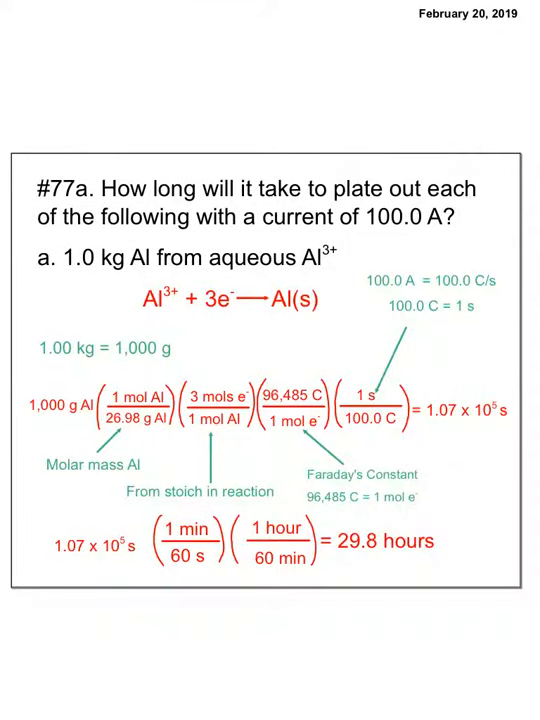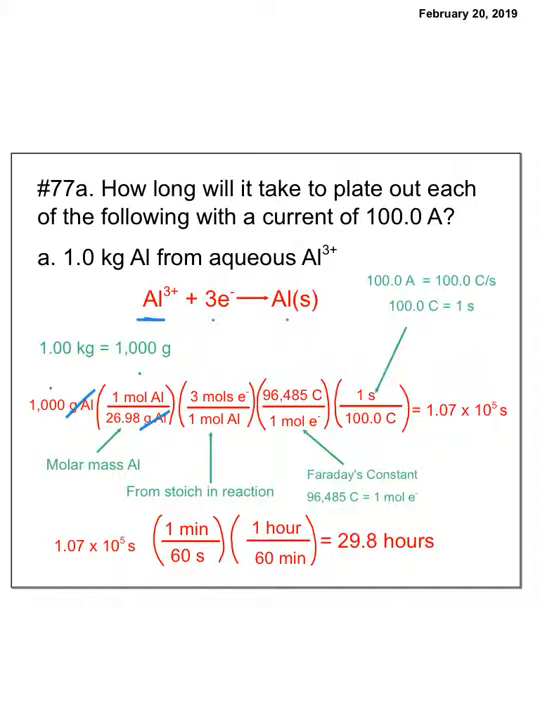So I started with my equation, so I have Al3+, that's my aqueous. It takes 3 electrons to make Al solid, right, to get that neutral. I know that if we have 1 kilogram of aluminum, there's 1,000 grams in a kilogram, so I just started in grams right here. I didn't show that conversion, I just know 1 kilogram is 1,000 grams. So that's what we're starting with. My first step was to get moles of aluminum, so I used the molar mass of aluminum here. And so my grams of aluminum cancels, and now if we stopped, we'd be in moles of aluminum.